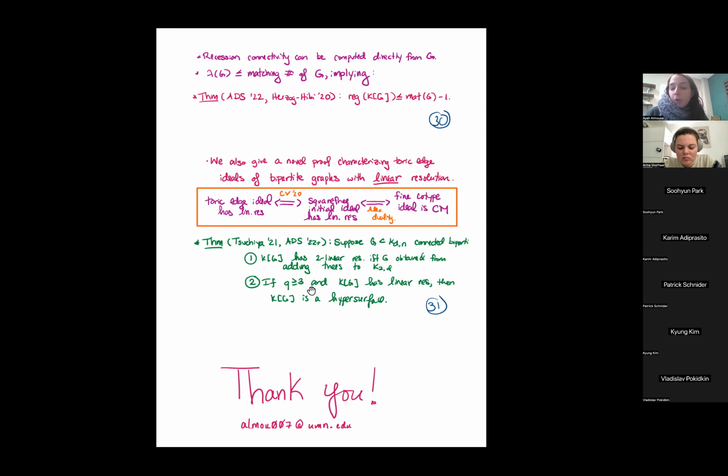And more generally, if you want the generators to be of higher degree and you want it to have linear resolution, the only way that it'll happen is if it's a hypersurface. And so, yeah, this is something, again, that just kind of falls out of our work, but is really nice.